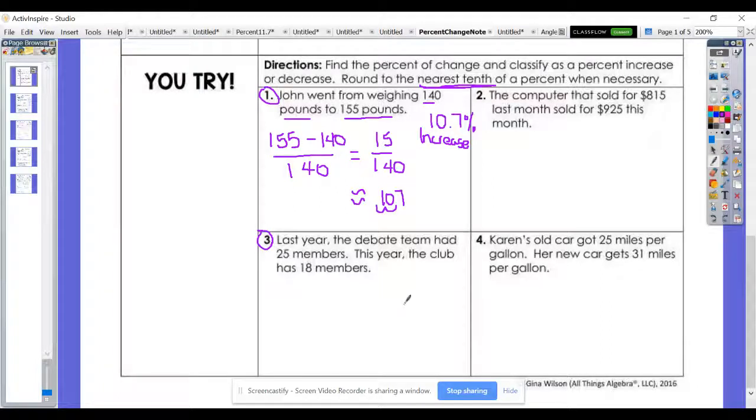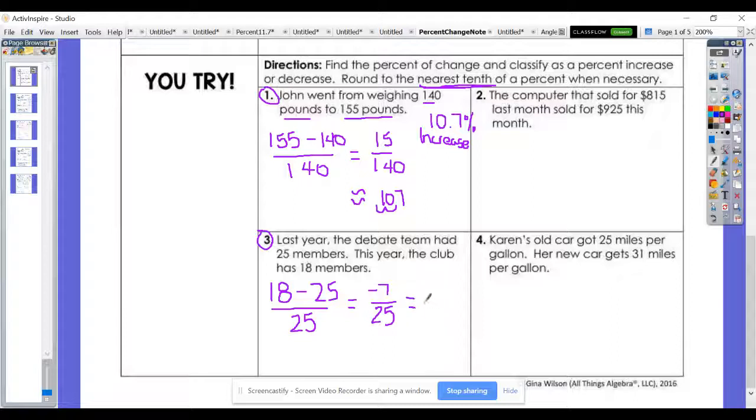Okay, now let's go on to number 3. Last year, the debate team had 25 members. This year, the club has 18. They want to figure out what that percent increase or decrease was. So I'm going to do the same thing. I'm going to start with what I ended up with. I ended with 18. And from that, I'm going to take away how many I started with. We started with 25 members. And I'm going to divide that by the number I started with. So when I do that, I'm going to get -7 over 25. So we already know right away that this is going to be a decrease because I have a negative number.